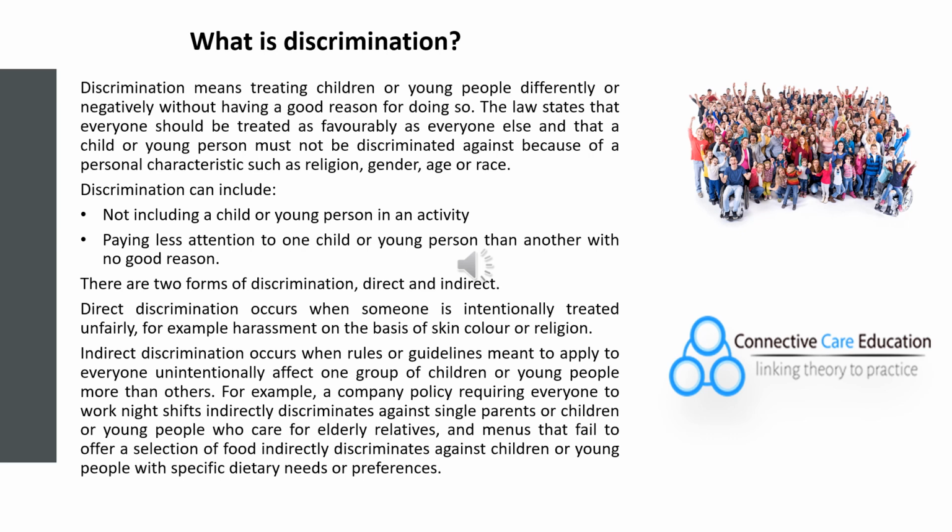There are two forms of discrimination, direct and indirect. Direct discrimination occurs when someone is intentionally treated unfairly, for example, harassment on the basis of skin colour or religion. Indirect discrimination occurs when rules or guidelines meant to apply to everyone unintentionally affect one group of children or young people more than others. For example, a company policy requiring everyone to work night shifts indirectly discriminates against single parents or children or young people who care for elderly relatives. And menus that fail to offer a selection of food indirectly discriminate against children or young people with specific dietary needs or preferences.